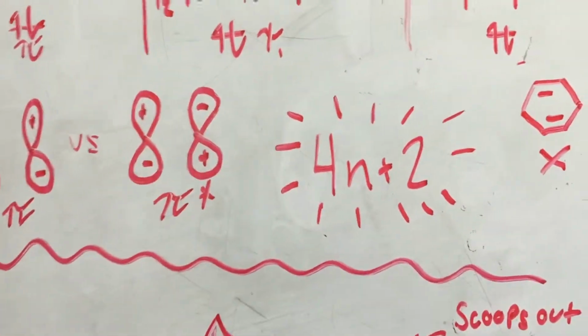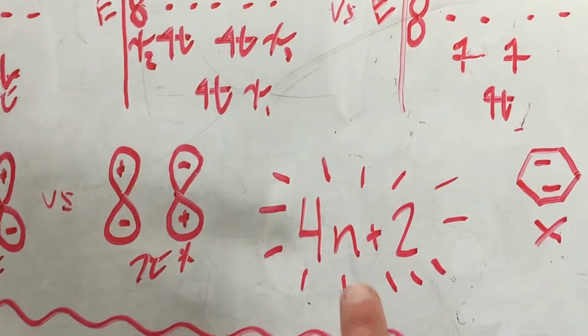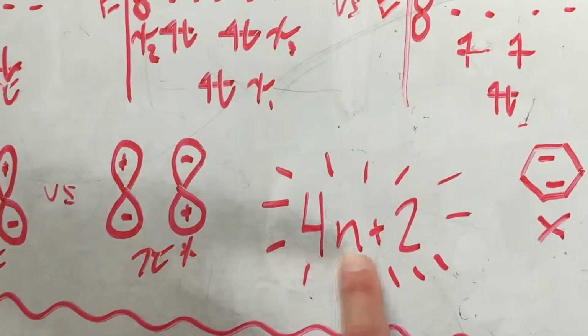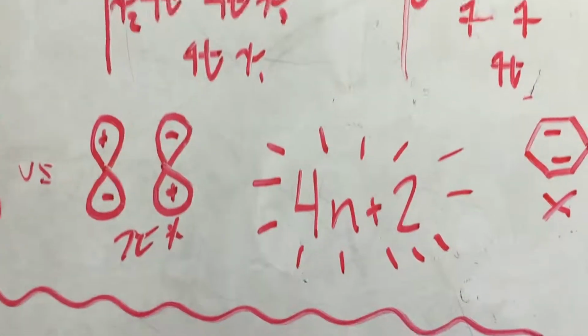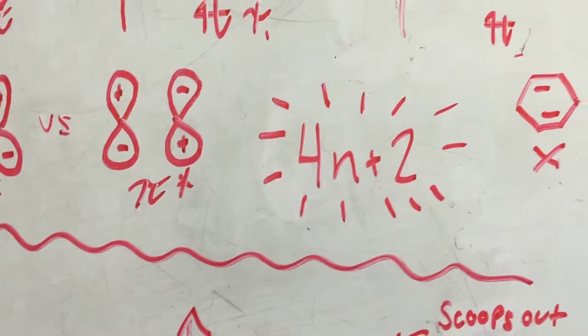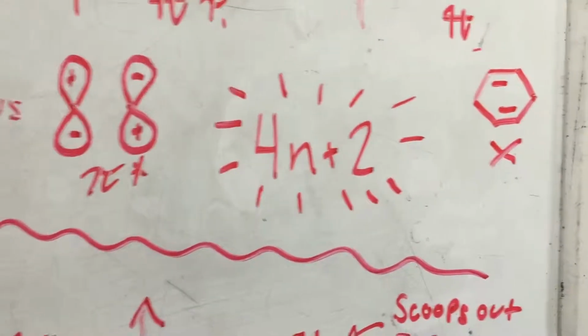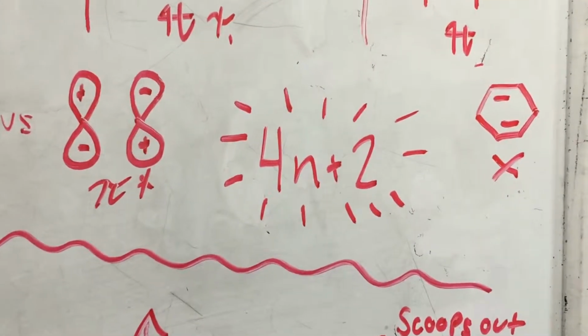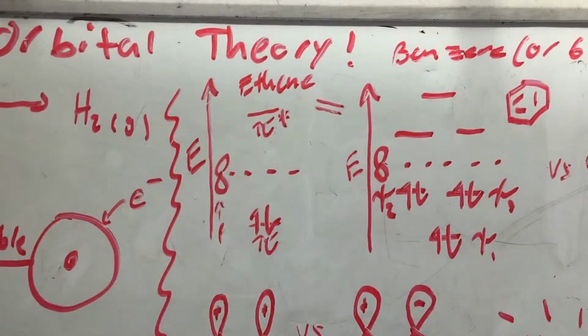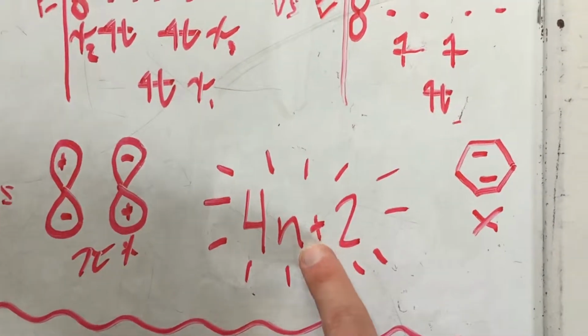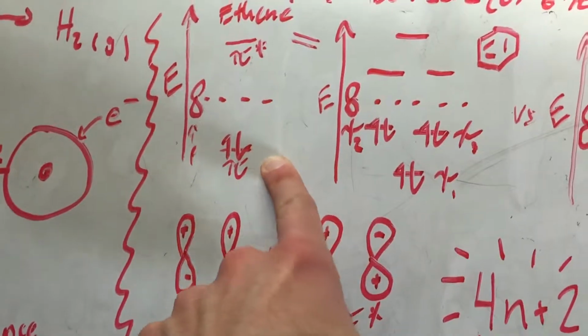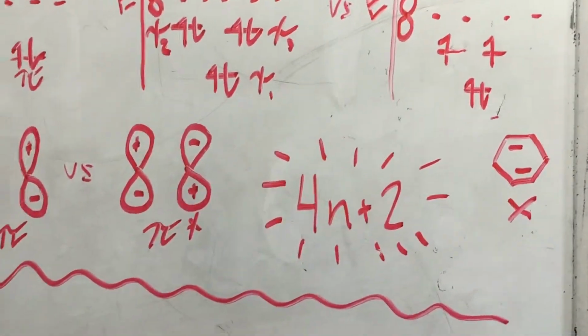So this is where we get our 4n+2 rule. If we can plug in a number here, and it comes out to be the number of electrons that we have in our molecule that we're looking at, then that means that we have an aromatic compound. So if we look at our ethene, if we did 0 as our n, so 4 times 0, 0 plus 2, that makes it where we have 2 pi electrons. That means that we are good, we are aromatic.